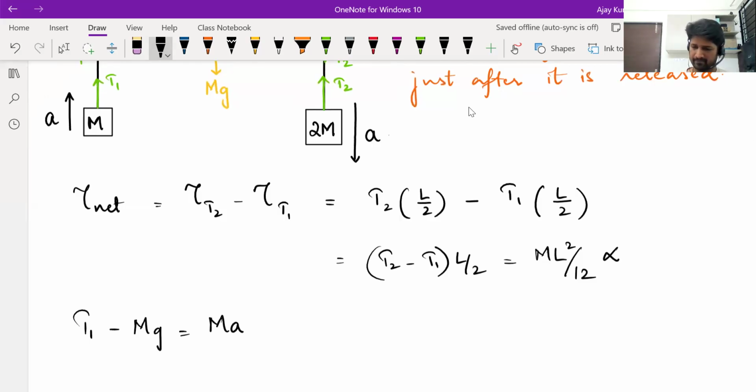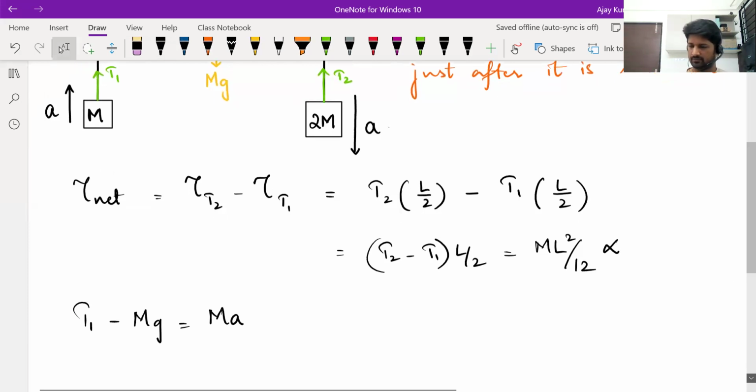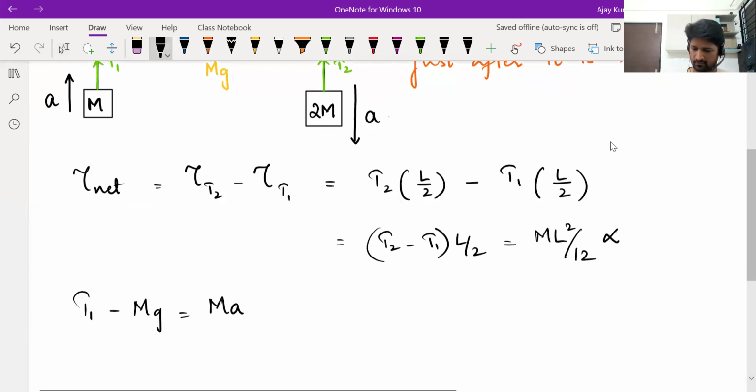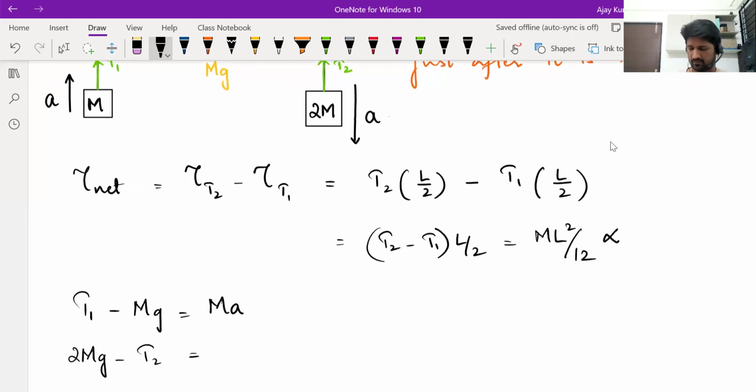Rishi, quickly tell me how you'll apply Newton's second law to the other block. It is accelerating downward. So 2mg minus T2 is equal to 2ma. Correct. Fine. We got two more equations involving T1 and T2, but we introduced another unknown here, acceleration A. So as of now, we have three equations which have four unknowns: T1, T2, alpha, and A. So we need one more relation.